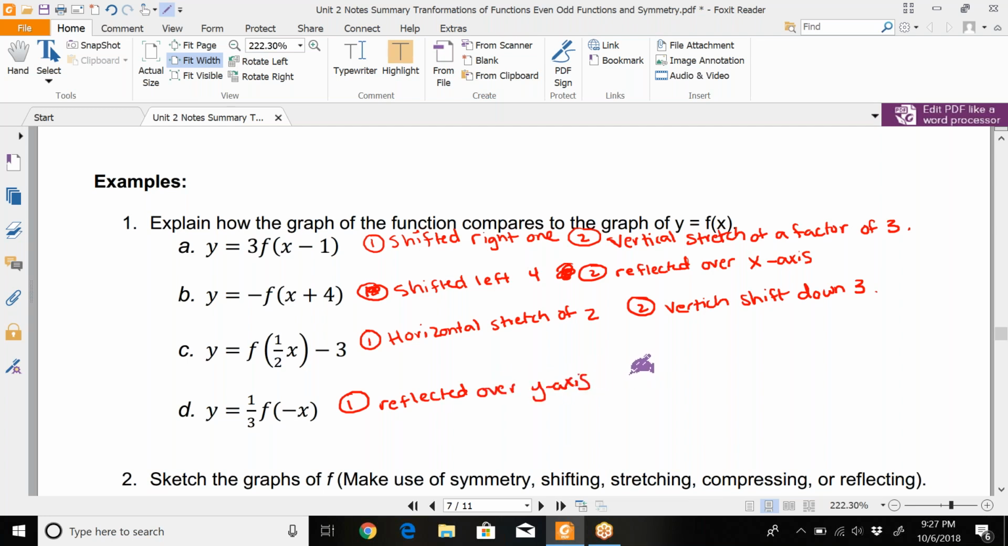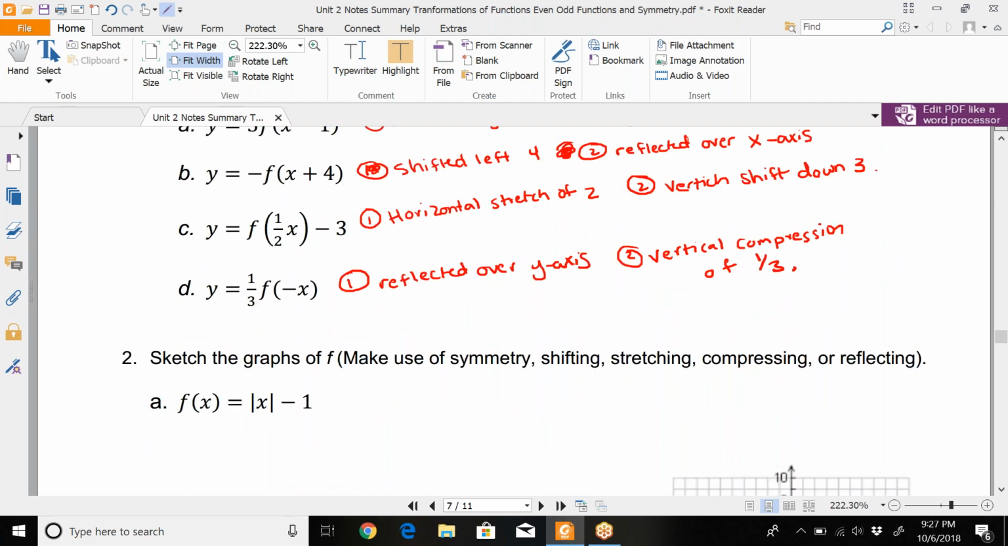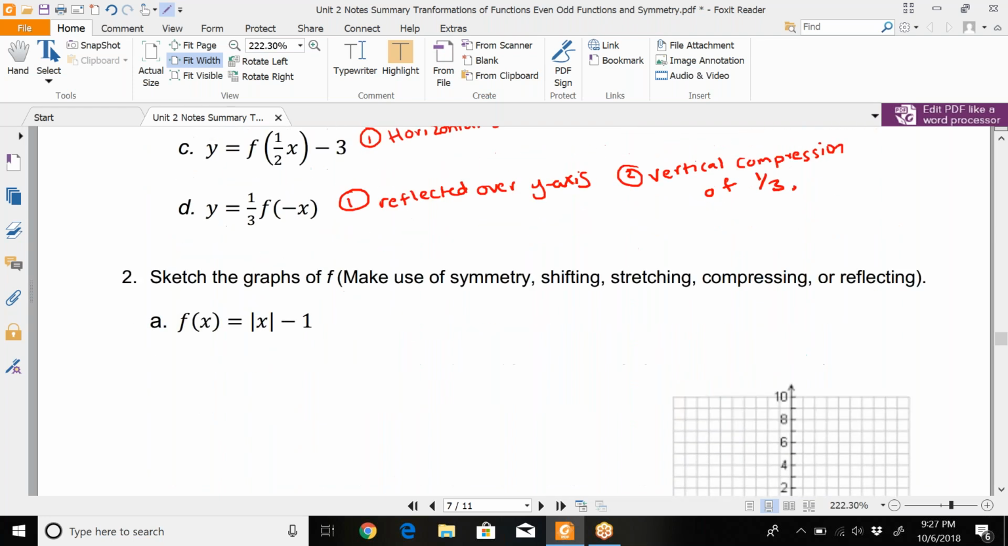And we have a 1/3 in front. Anything in front, you do exactly what you see. So that's actually a vertical compression, because it's going to make it smaller, of 1/3. So the only time we flip it is if it's a number inside with x. Those are something like that will show up on the test where you'll have to describe what the transformations are. Now we're getting down to the nitty-gritty.